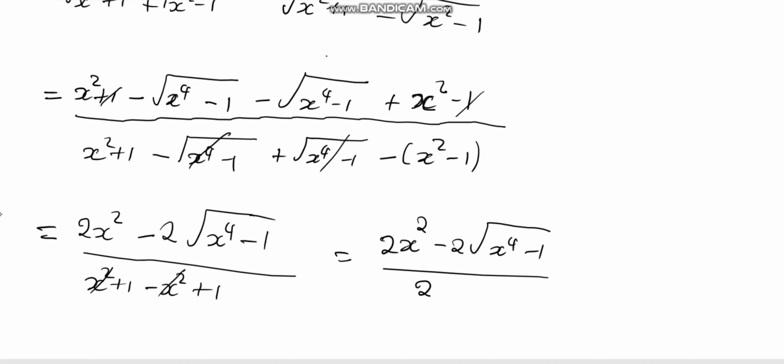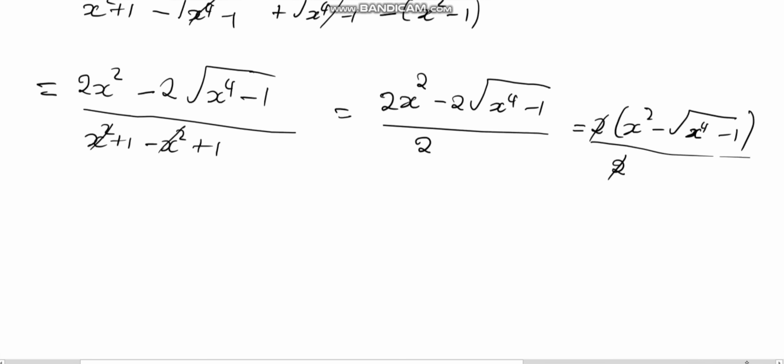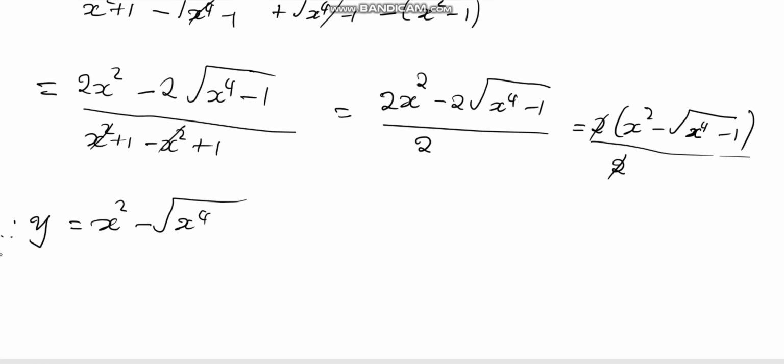So we can factor out the 2 that we have on top there. So if we factor out the 2 on top, we're going to have a 2 open brackets x squared minus the root of x to the power 4 minus 1 like this here. Everything is being divided by 2 like this. So 2 there is going to cancel out. So therefore now we have y here. So therefore y is simply equal to x squared minus the root of x to the power 4 minus 1 like this here. So now we'll go ahead and differentiate throughout with respect to x here.